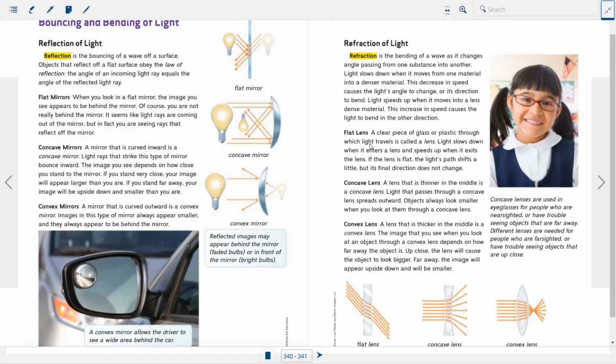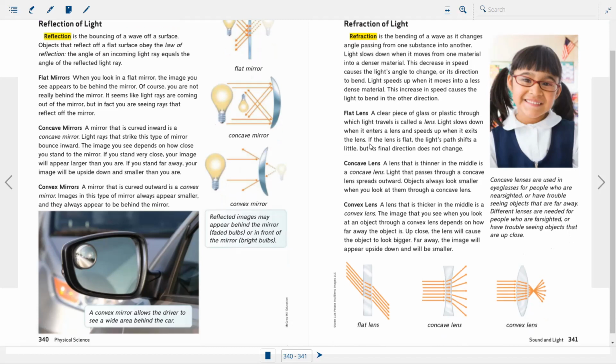Convex lens. A lens that is thicker in the middle is a convex lens. The images that you see when you look at an object through a convex lens depend on how far away the object is. Up close, the lens will cause the object to look bigger. Far away, the image will appear upside down and will be smaller. So let's take a look at these quickly.